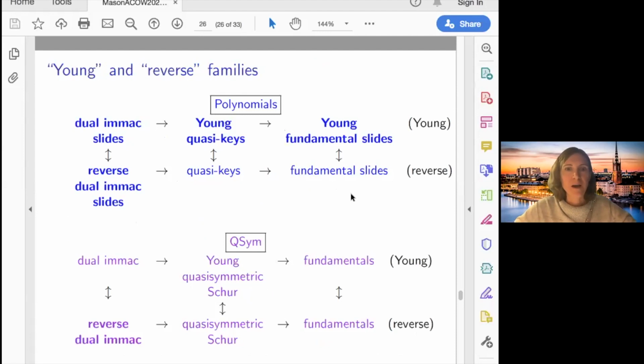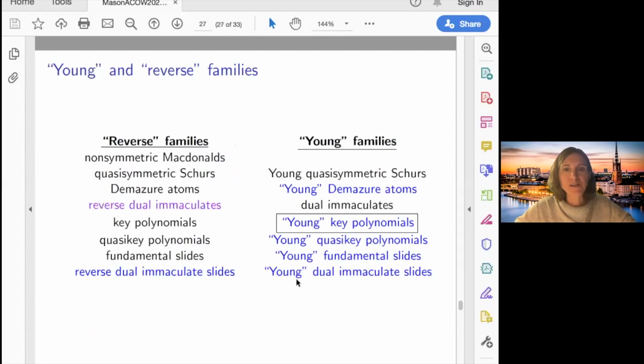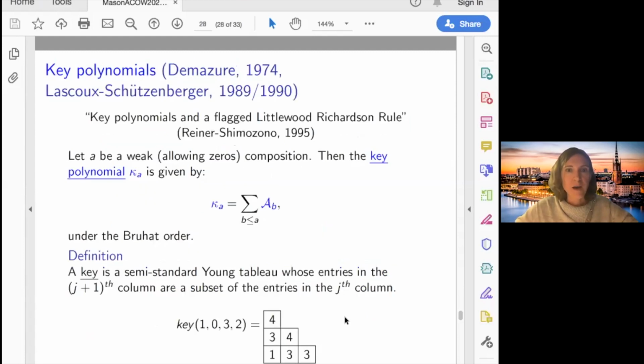Okay, so just to summarize, we've now filled in our pictures that we wanted. And I also want to spend the last few minutes talking about one other Young family, because obviously a natural next step with this project is to look at what happens with reverse and Young families across the board, for example, with non-symmetric Macdonald polynomials, with Schubert polynomials. And Young key polynomials is a Young variation on key polynomials. So just to say a few words about that and something interesting that came up with that.